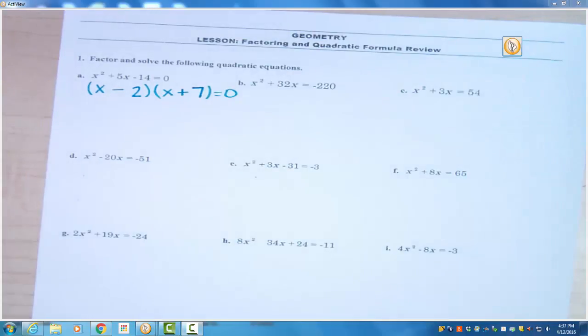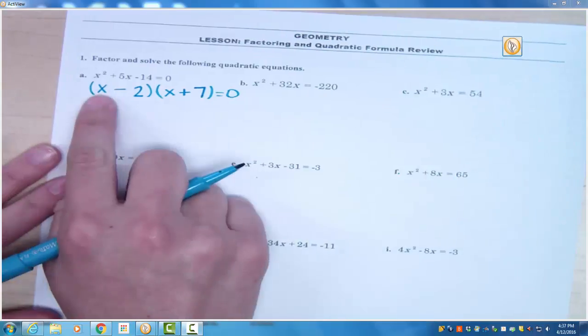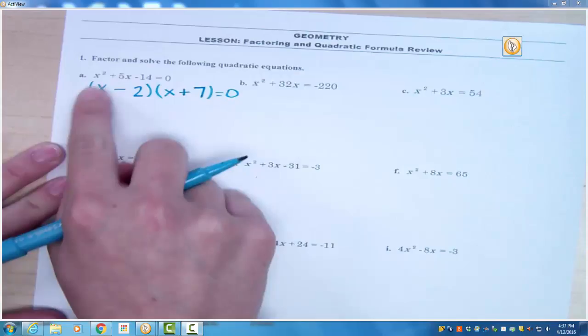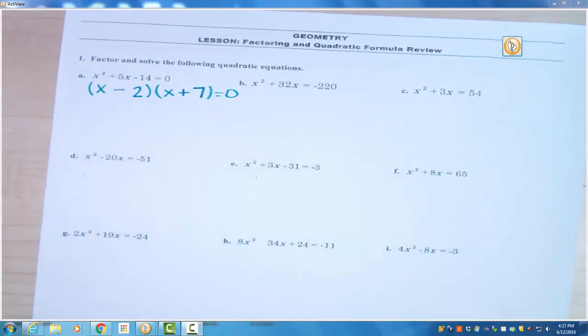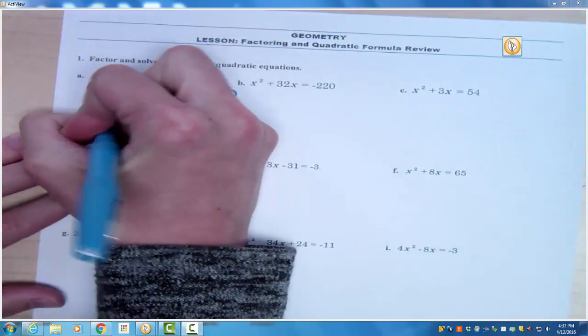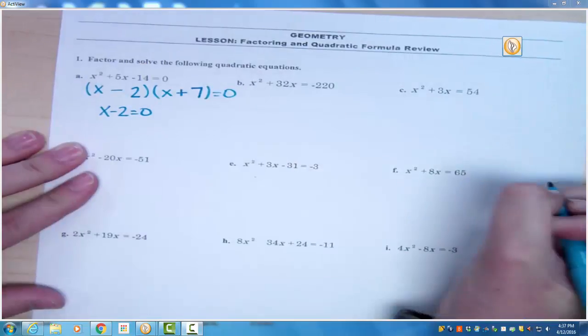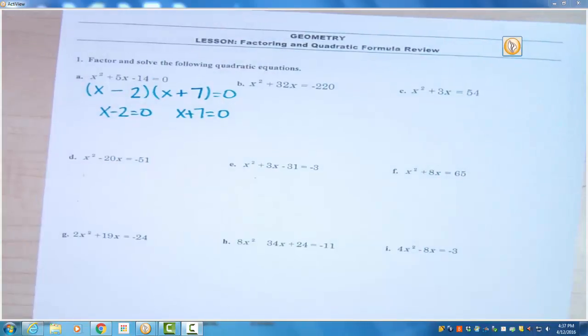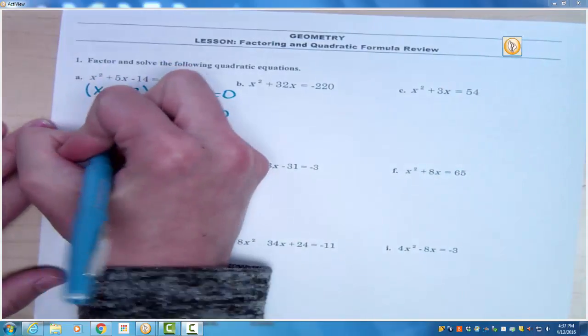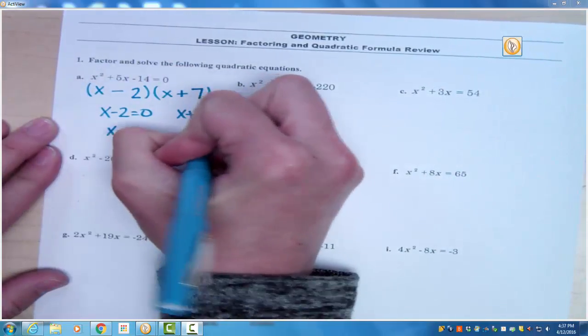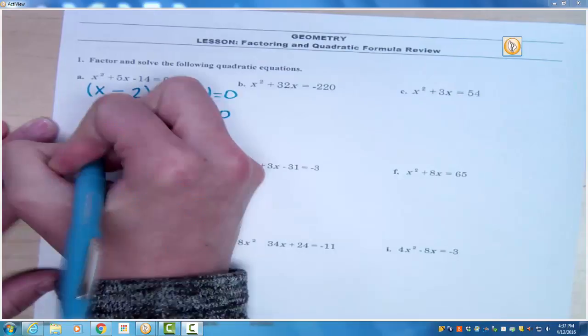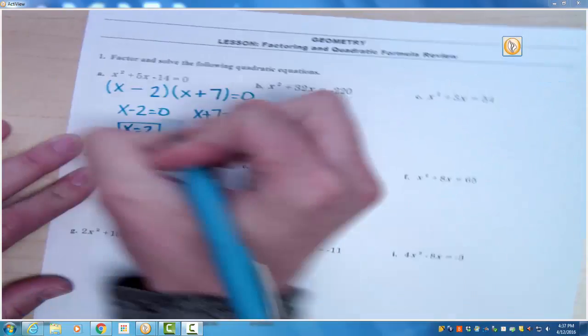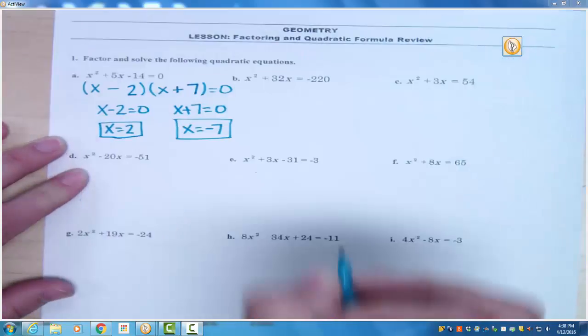And now that I have x minus 2 times x plus 7 equals 0, I can set each of these parts equal to 0 to find what x is. So I can say x minus 2 equals 0, and x plus 7 equals 0. Now I just solve. Add 2 to both sides, x equals 2, and subtract 7 from both sides, x equals negative 7. And so those are my two answers.